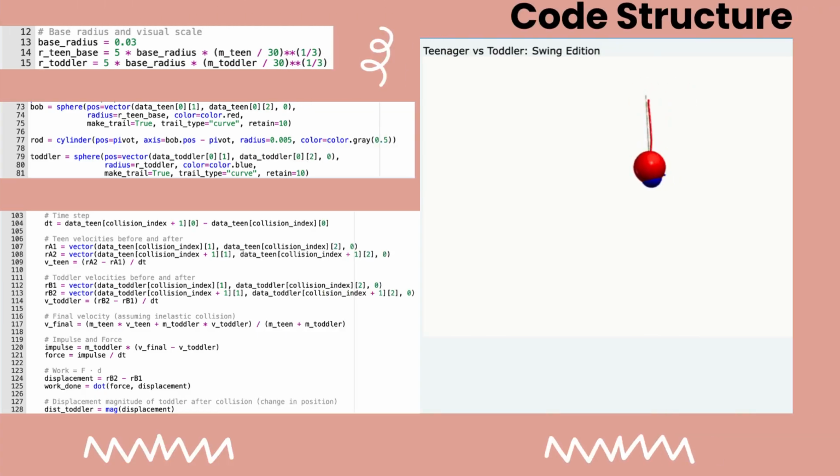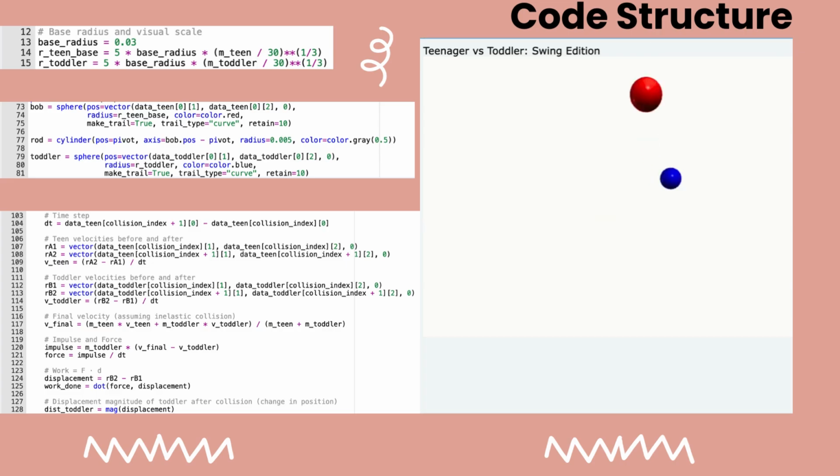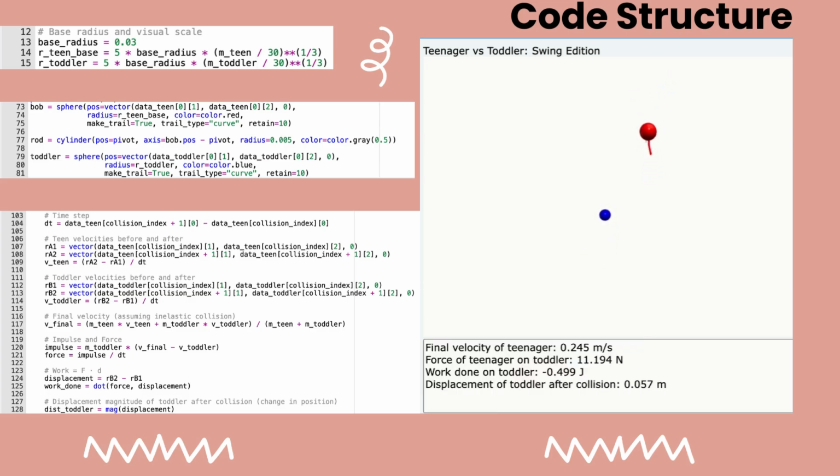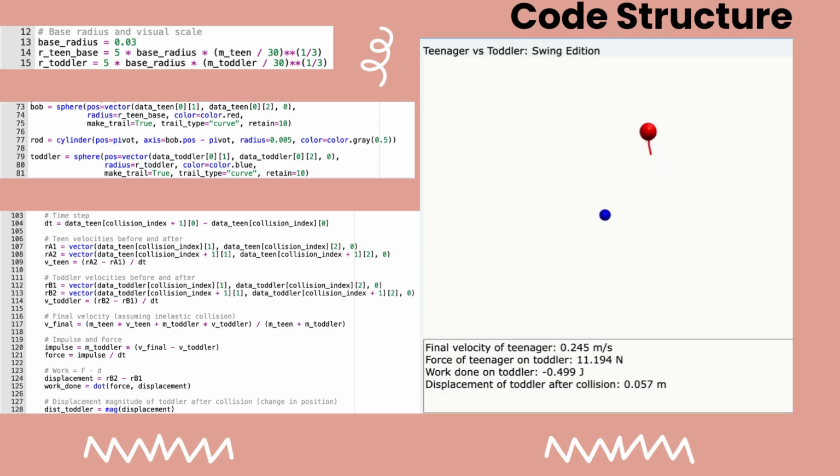The code is written in GlowScript and begins with loading corrected position data for both the teenager and the toddler. Here's how the code aligns with physics. The spheres representing the teen and the toddler have their radius scaled proportionally to mass and scaled up 5 times for visibility. We used make_trail = true and retain = 10 to keep a short visible trail of motion. The animation rate is slowed to real time using rate = 10.